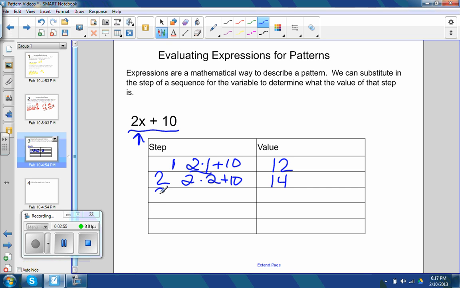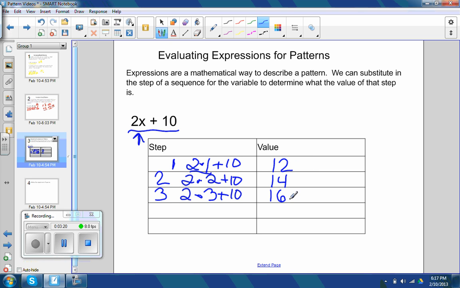Then I would try number 3. 2 times 3. Notice I'm using just the raised dot for the multiplication symbol. We don't want to put an x in there like the multiplication symbol that we're used to, just because we don't want to confuse it with our variable. So 2 times 3 plus 10: 2 times 3 is 6, plus 10 equals 16.